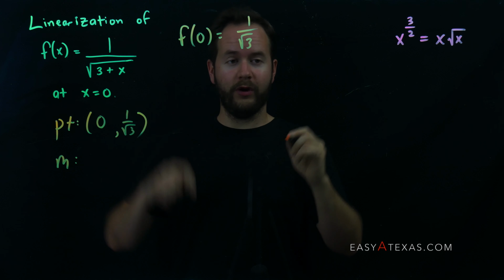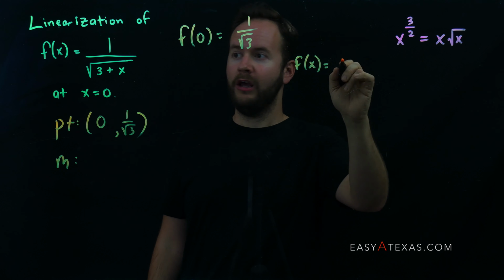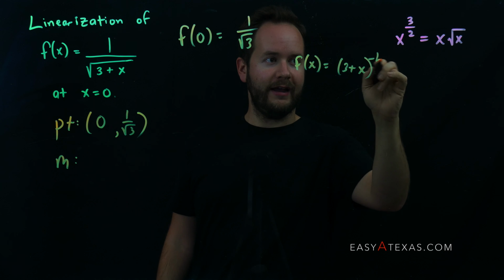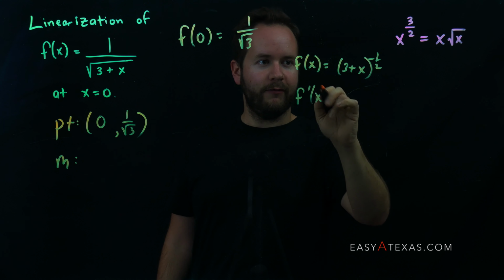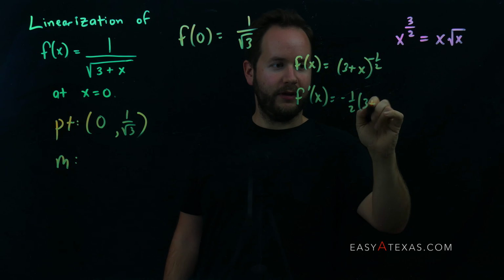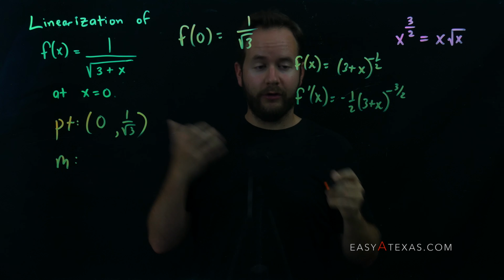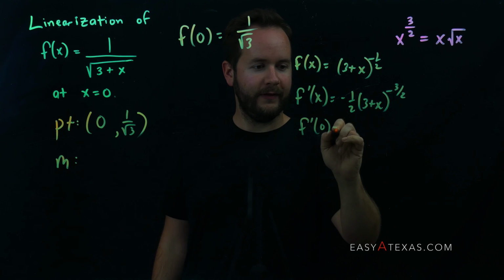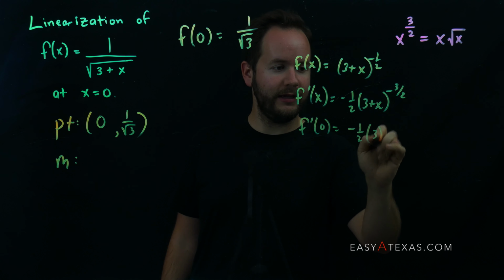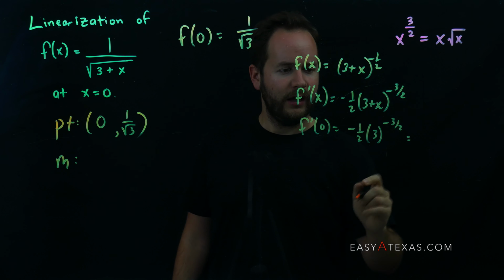So I'm going to first rewrite f of x as f of x equals 3 plus x to the negative 1/2. And so when I go and take that derivative, I get negative 1/2 times 3 plus x to the negative 3/2. And now I'm finding the slope at x equals 0, so I'm going to plug 0 into that derivative. This gives me negative 1/2 times 3 to the negative 3/2.